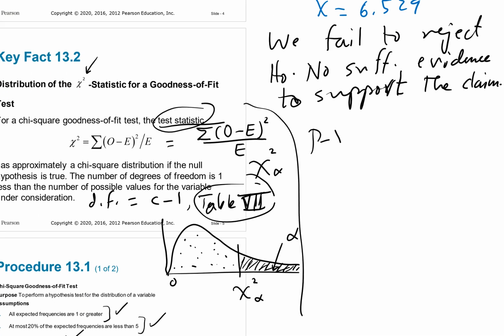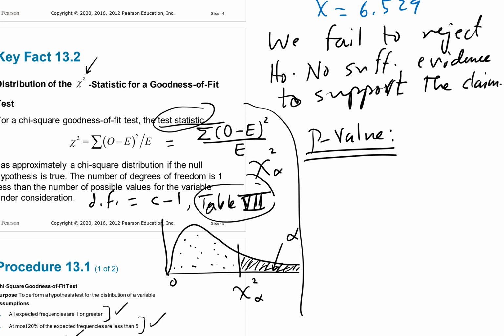How about the p-value approach? In the p-value approach, we find the p-value and compare it to alpha. If the p-value is less than or equal to alpha, then we reject the null hypothesis. Otherwise, we don't reject the null hypothesis. It's exactly the same way as we did in the previous sections. Same exact method.